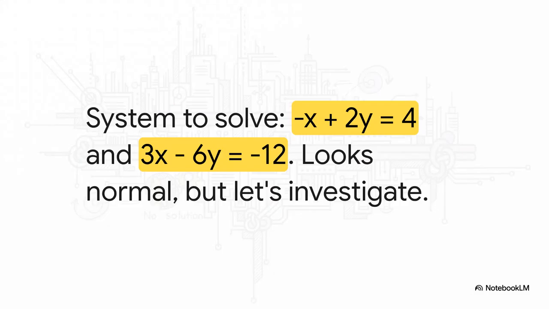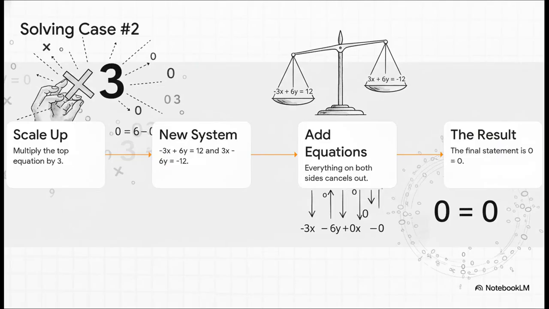Okay, let's move to our next case. This one looks a little different, right? The coefficients aren't identical at first glance. It seems like just a normal system of equations, but let's investigate a little deeper. To get our variables to line up so we can eliminate them, let's multiply that entire top equation by 3. That gives us a brand new system. Negative 3x plus 6y equals 12. And 3x minus 6y equals negative 12.